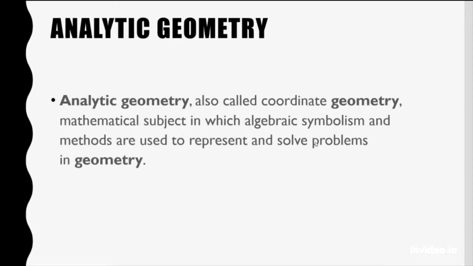So what is analytic geometry? Analytic geometry, which is also called coordinate geometry, is a mathematical subject in which algebraic symbolism and methods are used to represent and solve problems in geometry.